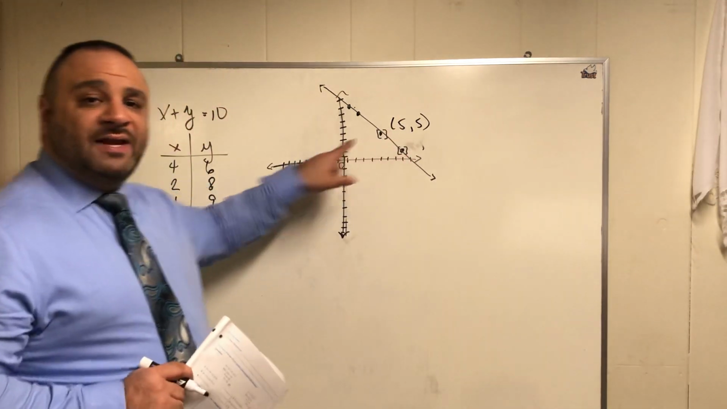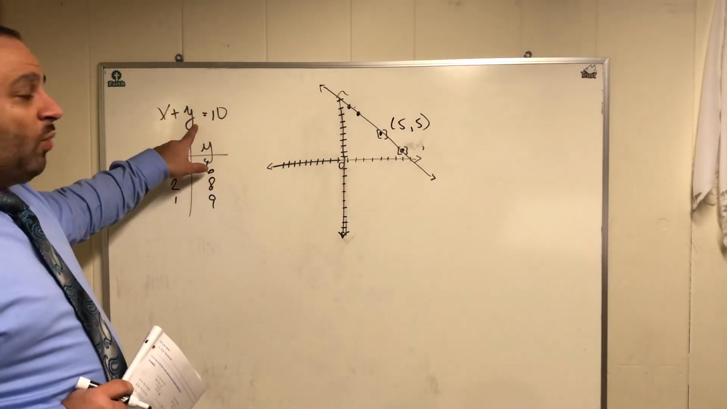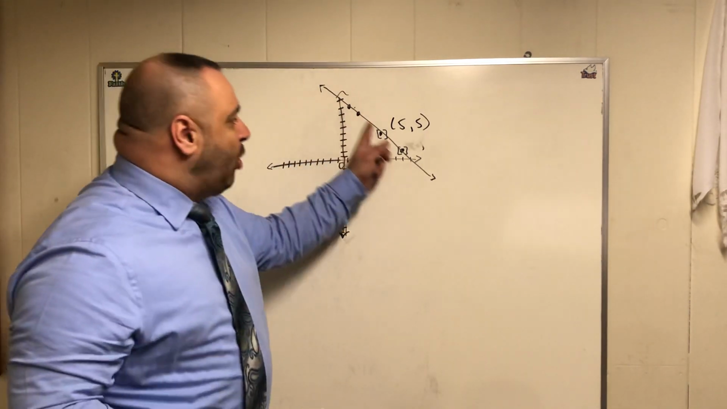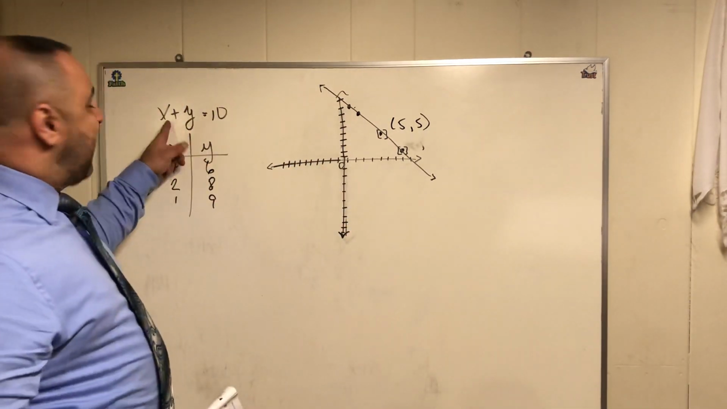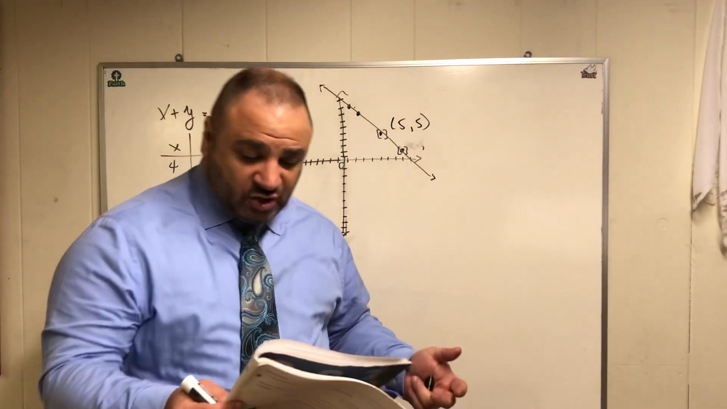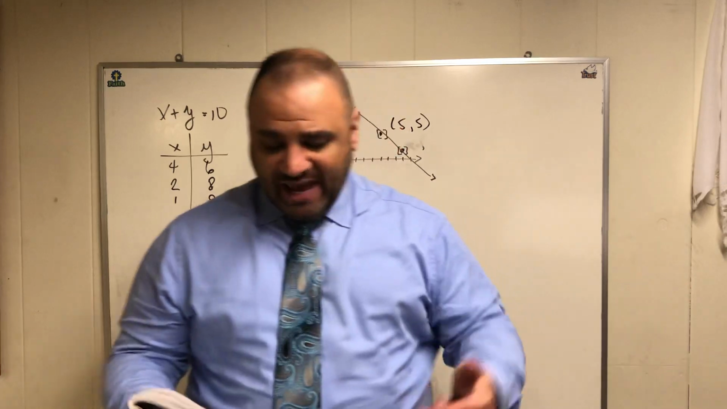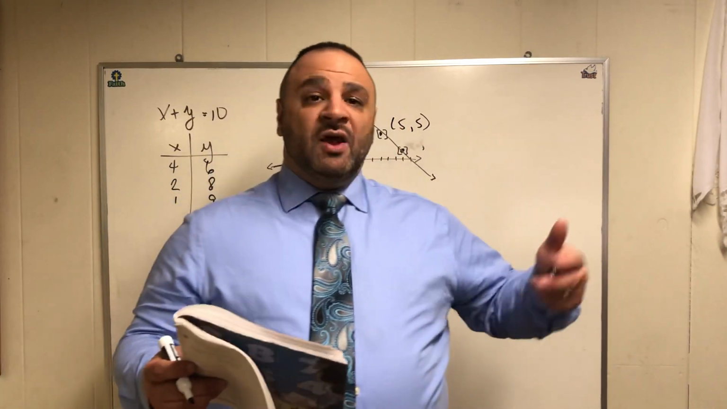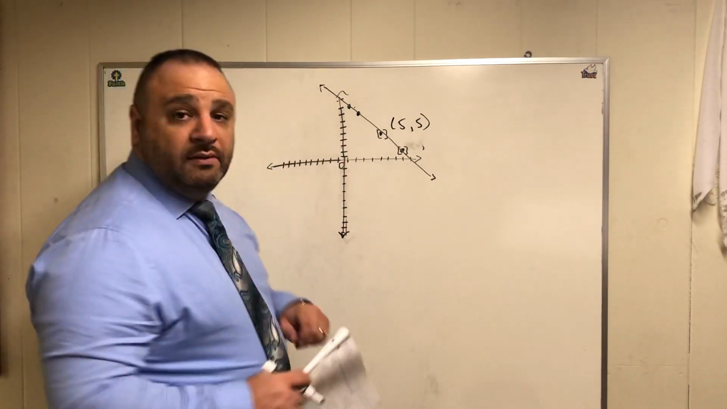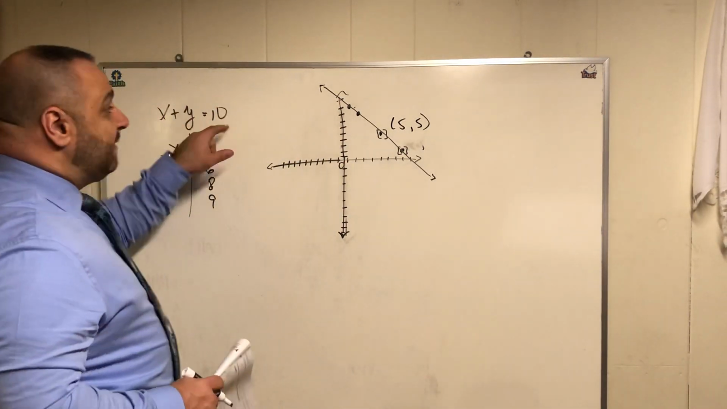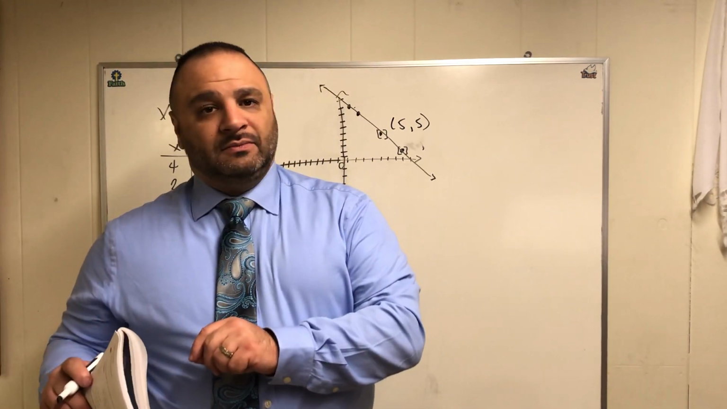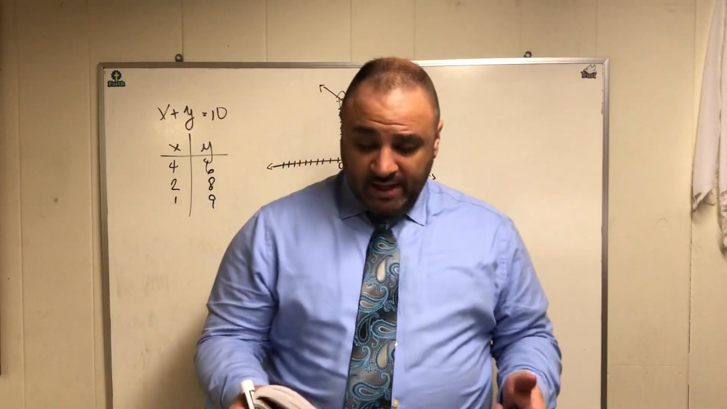Now, if I plug that into my equation, x and y, 5 plus 5 equals 10. Because any point on this line will satisfy this equation. So 8 plus 2 is 10. 5 plus 5 is 10, right? 4 plus 6 is 10. We can go 0 and 10, and that gives me 10. So any point on that line will satisfy that equation.